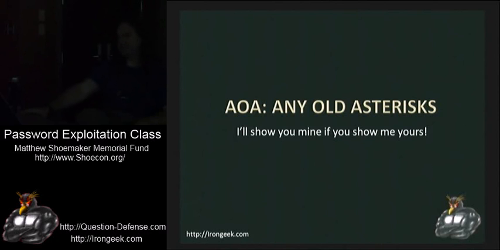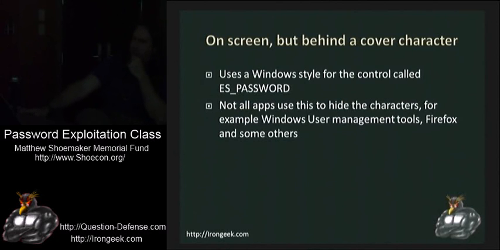Any old asterisks, or as I say, I'll show you mine if you show me yours. Now, how many people have seen an application where you're not sure where it stores its passwords, but you see that the password is there behind a whole bunch of asterisks? Well, there are tools out there. Now, the way this is normally done is somewhere in the Windows API, there's a style you can apply to a text box called ES_PASSWORD. And so instead of actually showing you the text, it shows you dots or asterisks or some other possibly settable character instead.